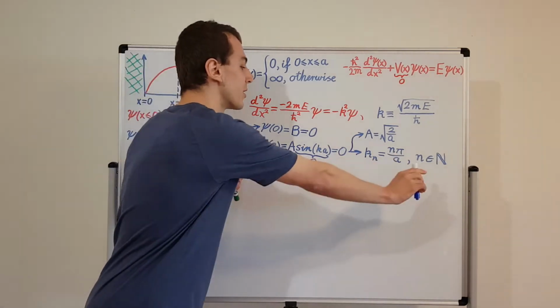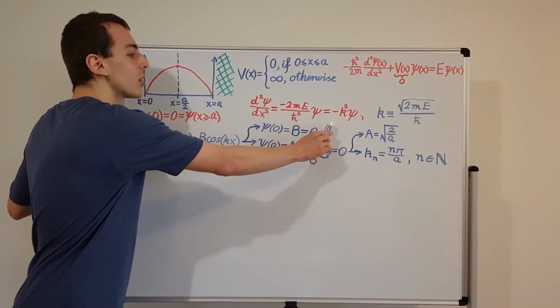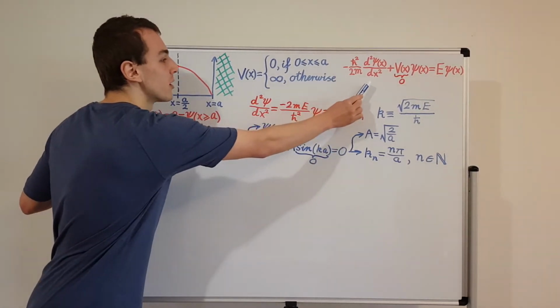So what have we done over here? We've started with the general solution to this ordinary differential equation that we got from the time-independent Schrodinger equation.